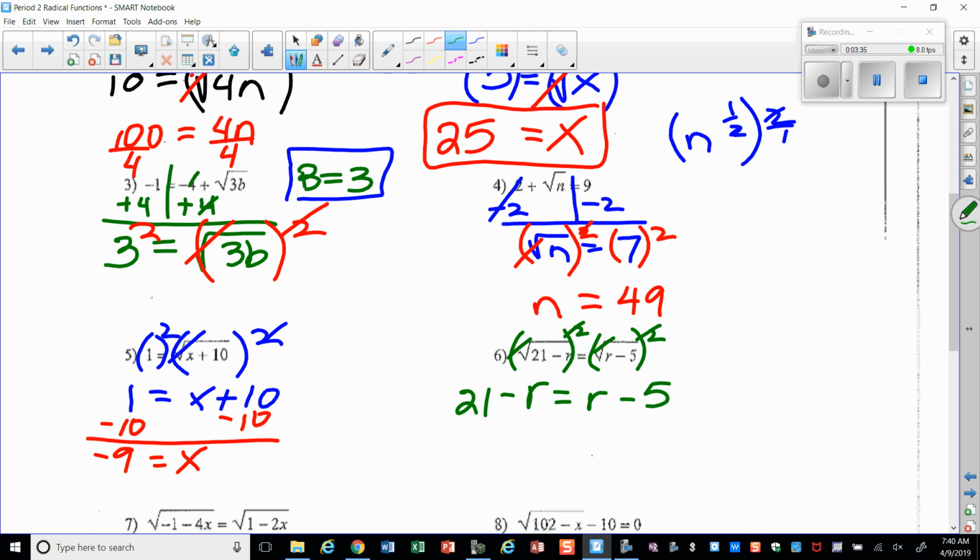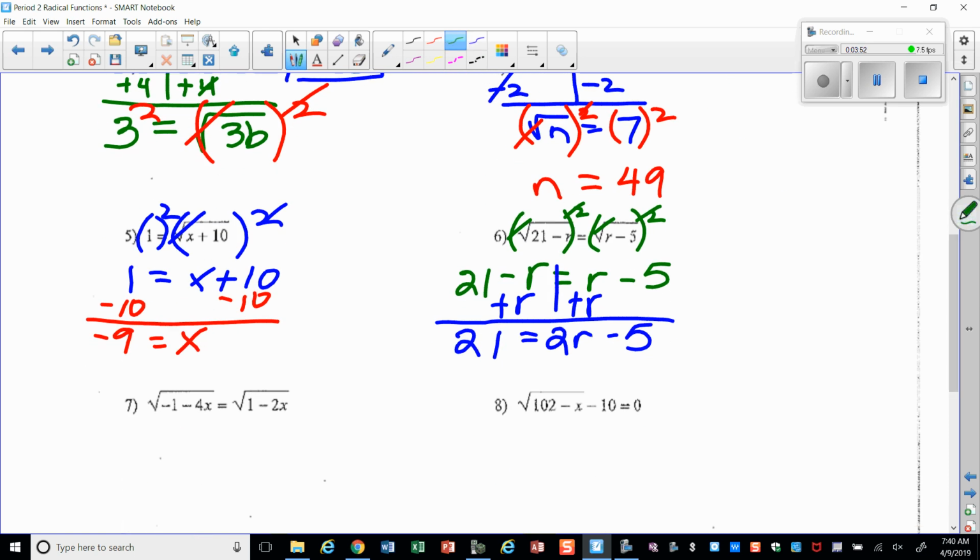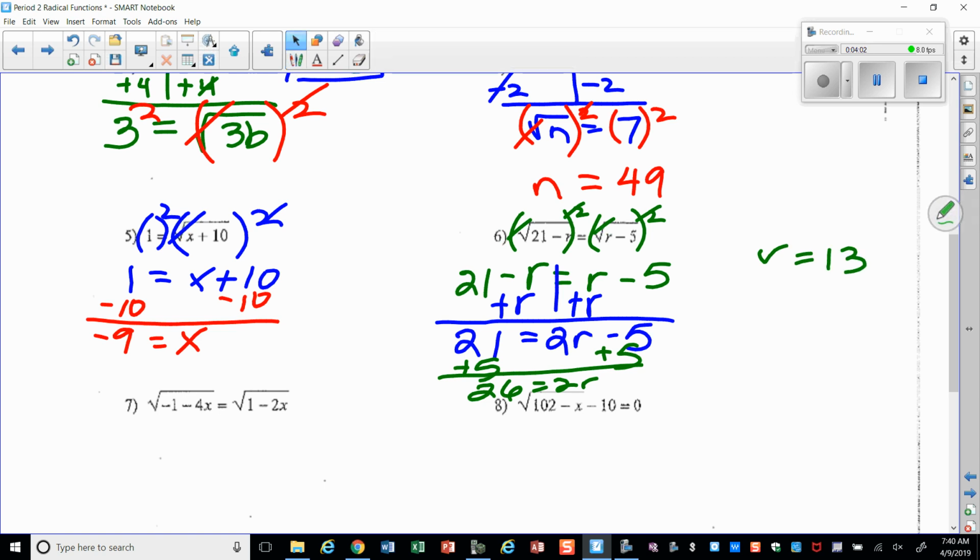And now I need to get my r's on one side, so I'll add r to both sides. So I've got 21, and then this would be 1 plus 1 is 2 r's minus 5. All right, and then now I want to get rid of the 5. So I'll add 5. So I get 26 equals 2r. And then so r equals 13. And I'll check by doing the square root of the left side equals the square root of the right side on Desmos. Okay, good job.